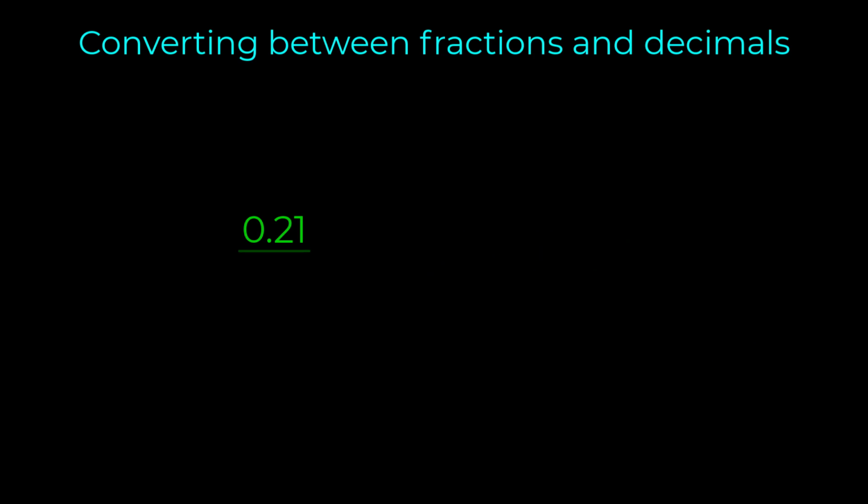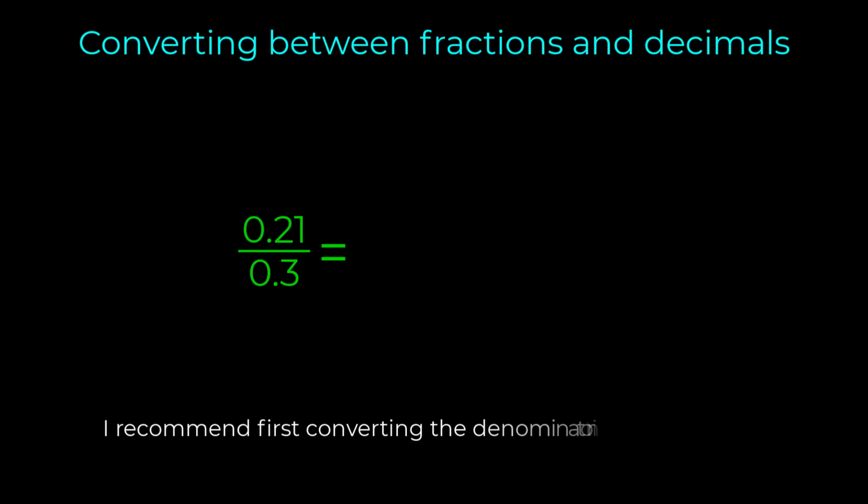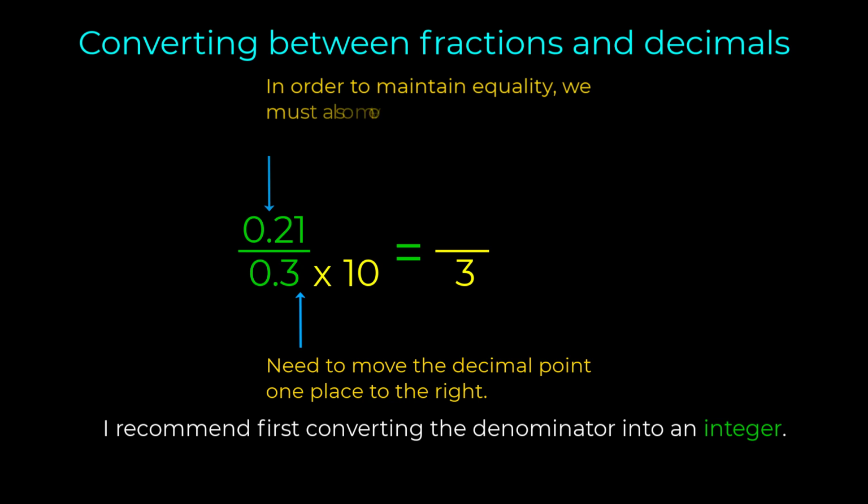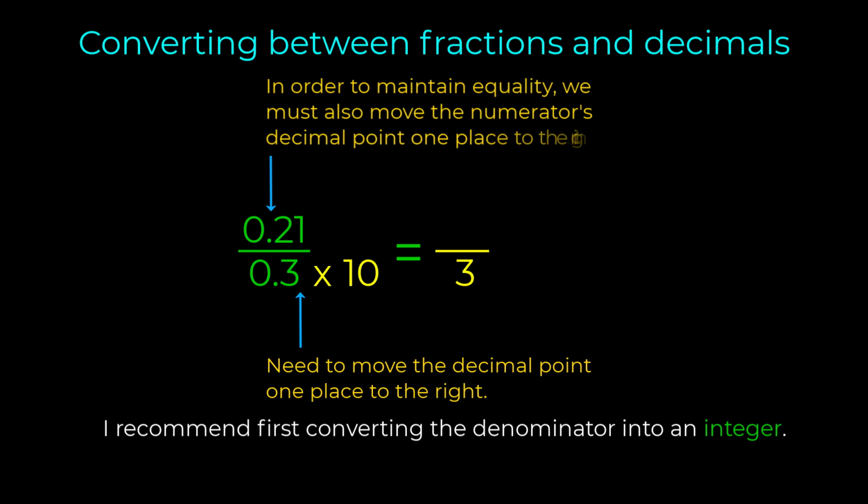What is 0.21 divided by 0.3? As I discussed in video number 15, Multiplication and Division of Decimals, my recommendation is to first convert the denominator into an integer. We do this by moving the decimal point one place to the right. That is equivalent to multiplying the denominator by 10. In order to maintain our equality, we have to move the decimal place on the numerator one place over to the right as well. Our problem is now 2.1 divided by 3.